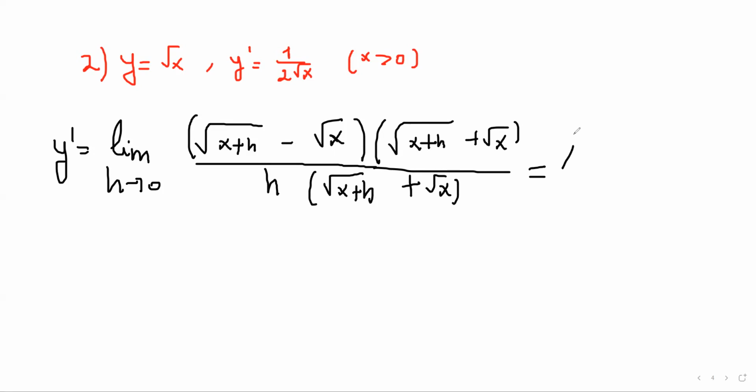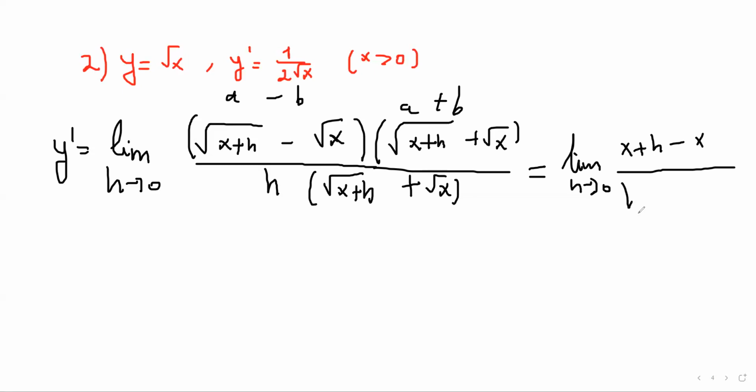So here we get the limit as h tends to 0. Here you can see it's (a minus b) times (a plus b), and we get rid of the roots, obviously. So we have (x plus h minus x) divided by h times (the square root of (x plus h) plus the square root of x). The x's are cancelled, the h's are cancelled, so we have the limit as h tends to 0.